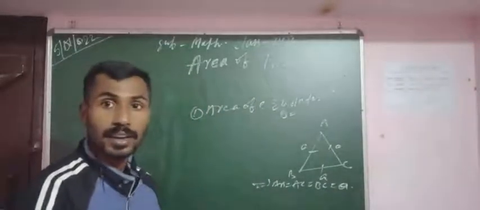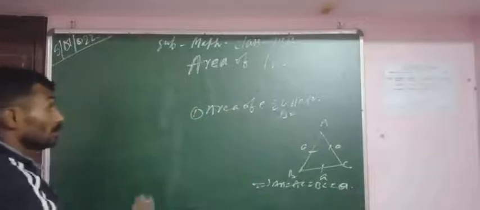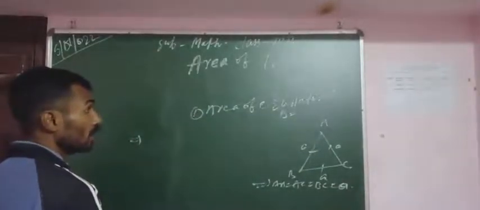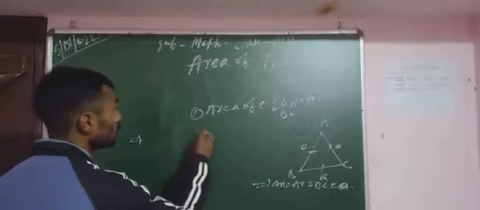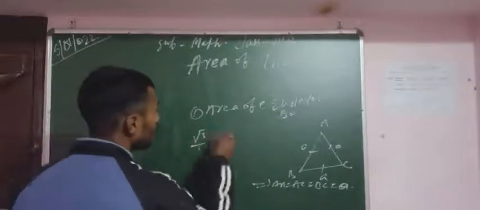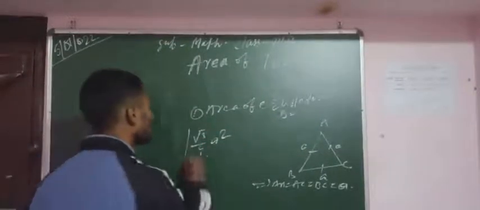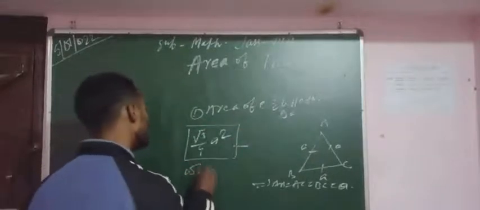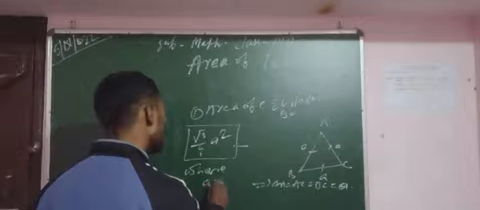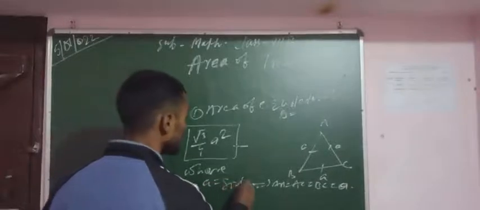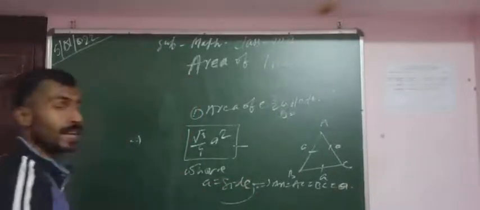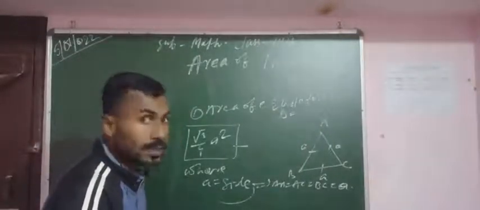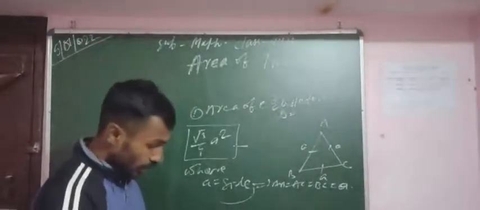Look at this. The area of this triangle is root 3 by 4 into a square. This is the basic formula to calculate the area of an equilateral triangle, where a is the side of the triangle.